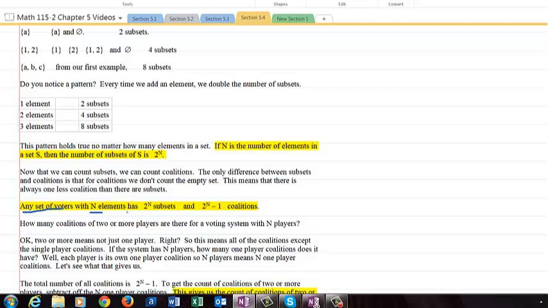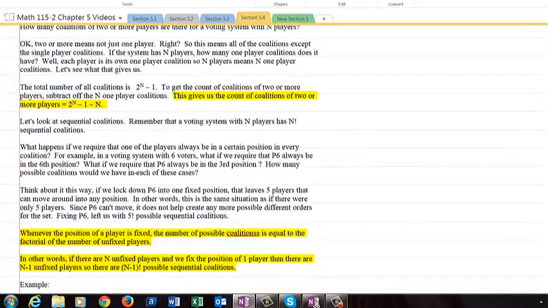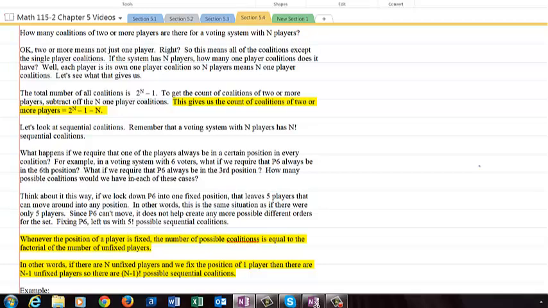How many coalitions of 2 or more players are there for a voting system with n players? Okay, 2 or more means not just 1, right? So this means all the coalitions except the single player coalitions. If a system has n players, how many one-player coalitions does it have? Well, each player is its own one-player coalition, so n players means n one-player coalitions.